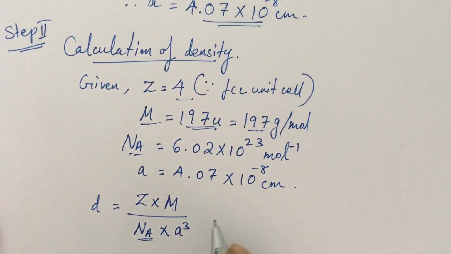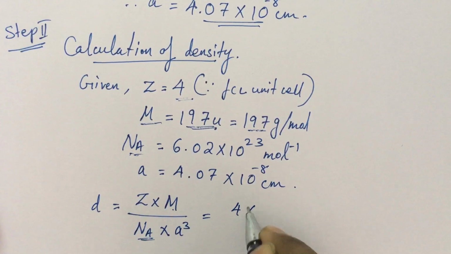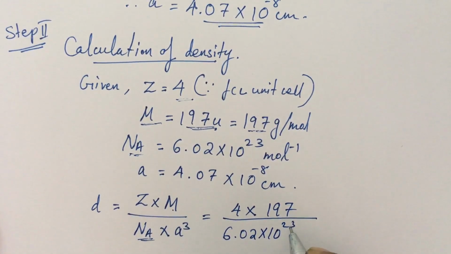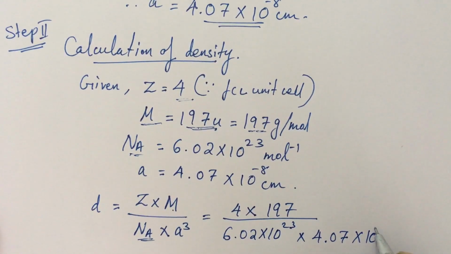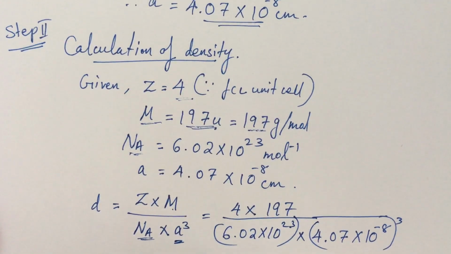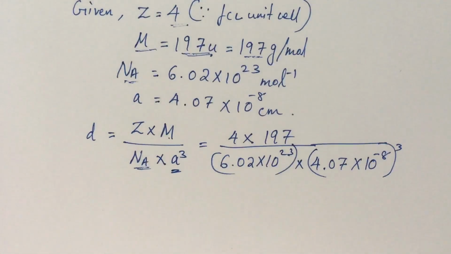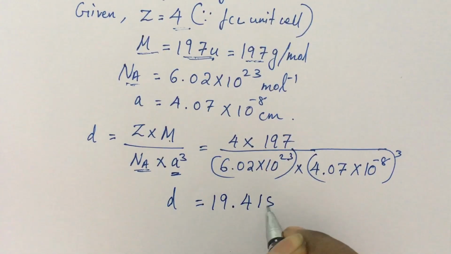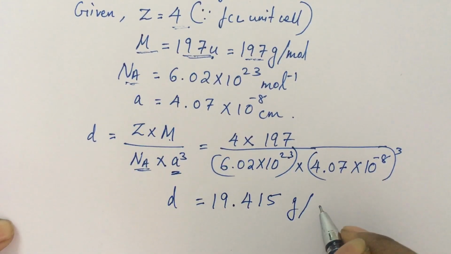Clear? Now let's put all this in the equation, that is Z is 4 into 197 divided by 6.02 into 10 raised to 23 into 4.07 into 10 raised to minus 8. This is our Avogadro number and this is our A. This is A cube. Since it is A cube, you have to put a cube of this. So by calculating it, we get D is equal to 19.415 gram per cubic centimeter.